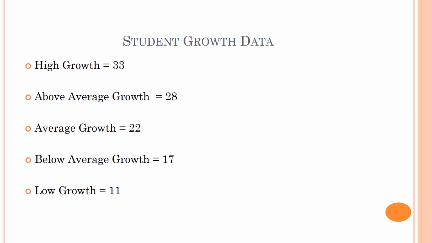2, which is an average growth, or a total of 22 points. 2.5, which is above average growth, or a total of 27.5 points, or rounded up to 28 points. And 3, which is high growth, or a total of 33 points. The minimum amount of points an individual can receive is 11 points. The growth points will be added to the teacher evaluation points total.